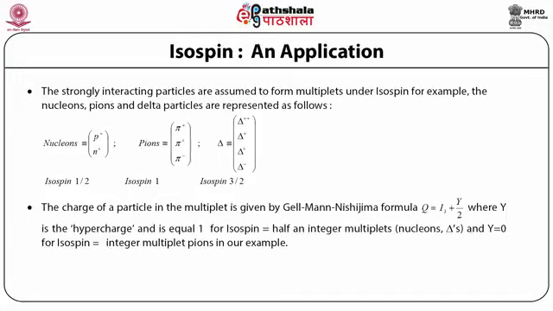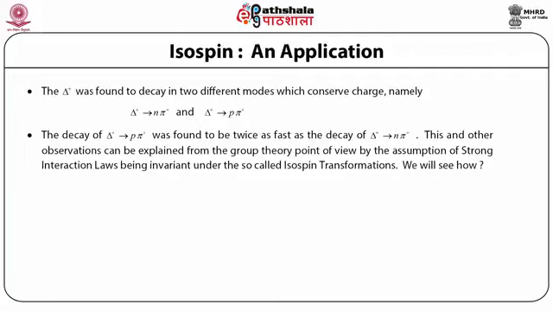Now let us see how what we have learned helps us in understanding some of the properties of these particles. Now it was found the particle delta plus decays into two different modes, and of course the decay must certainly conserve charge. So it was found that delta plus decays into a neutron and a pi plus, and it also decays into a proton and a pi zero. And what was found was that the decay of delta plus into a proton and pi zero is twice as fast as the decay of delta plus into a neutron and a pi plus.